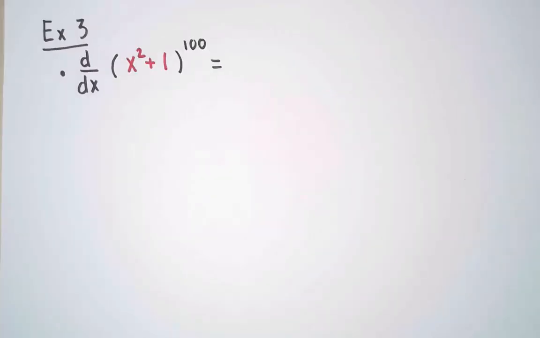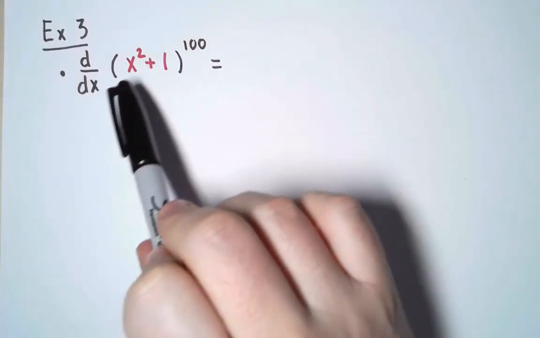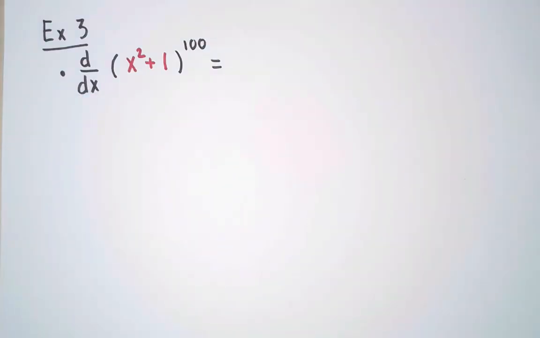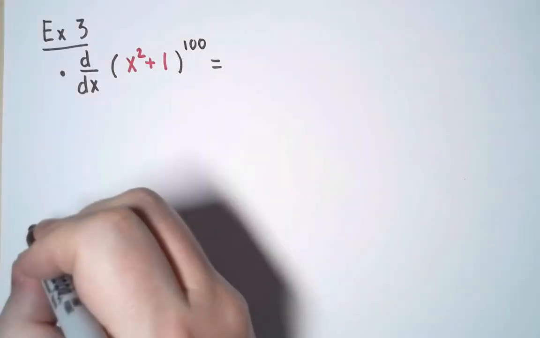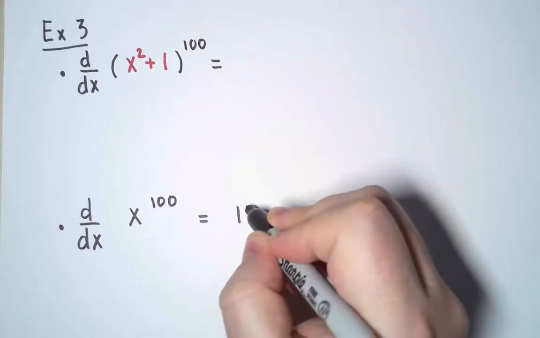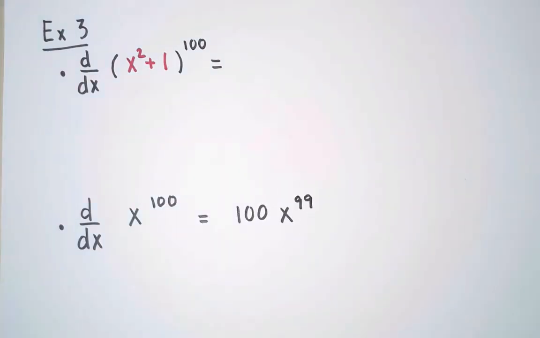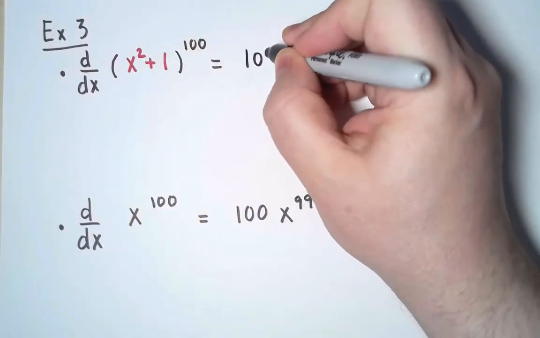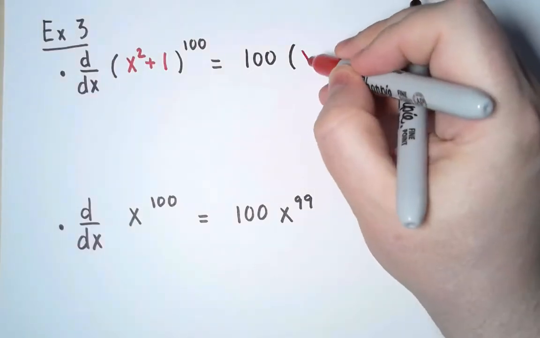For a third example, let's compute the derivative of (x squared plus 1) to the 100 with respect to x. I could expand this, write it as a long polynomial, and take the derivative, but I don't want to do that. Instead, I can use the chain rule. The derivative of x to the 100 with respect to x is 100x to the 99. The chain rule says, first pretend the argument x squared plus 1 is the variable. I get 100 times (x squared plus 1) to the 99.